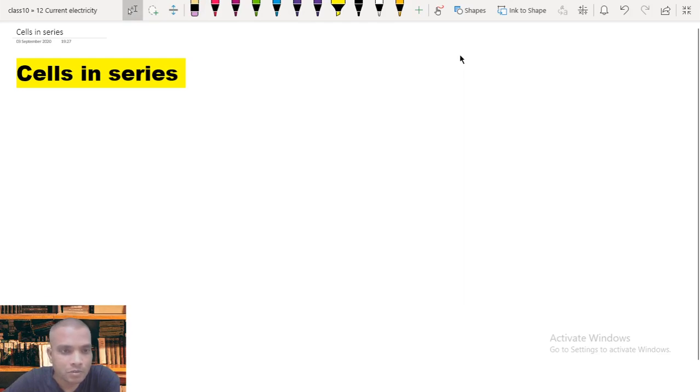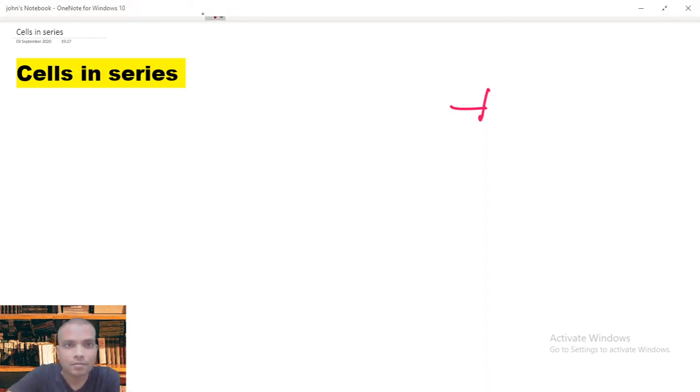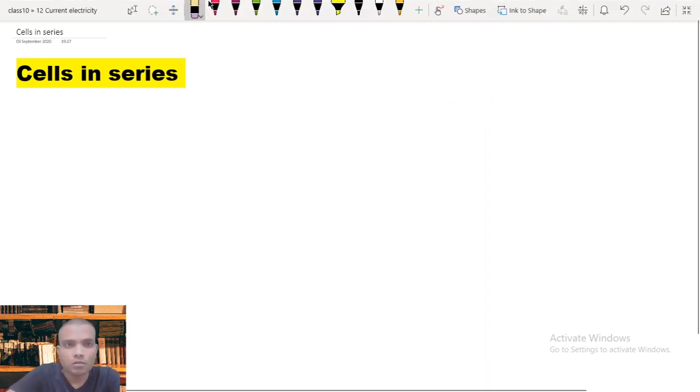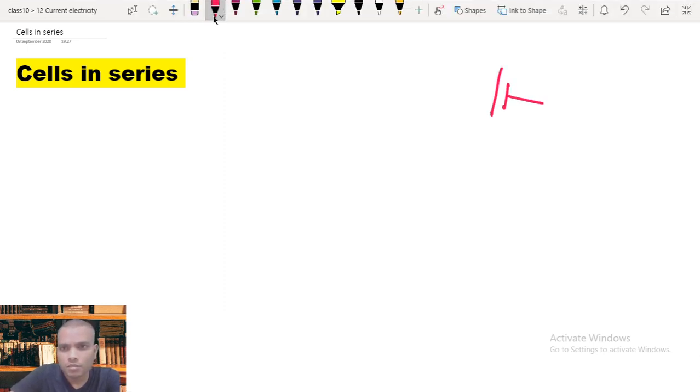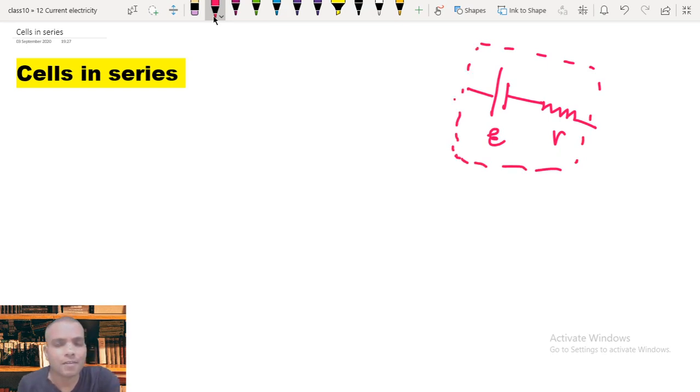Last class I discussed electromotive force and internal resistance. So internal resistance comes into the picture. Suppose you consider a cell. Suppose I draw a cell circuit diagram. This is a cell, and we added an internal resistance. So the cell consists of an EMF along with the internal resistance R. Everything together is the circuit symbol for a cell.